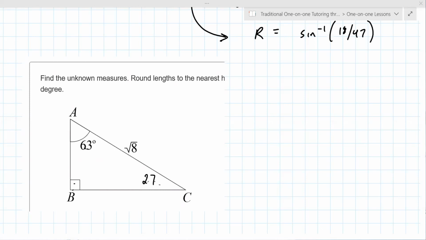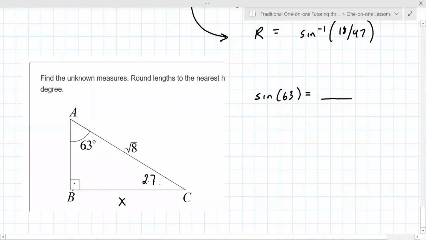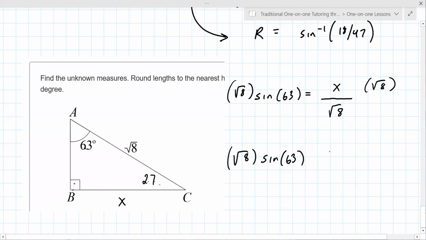We haven't had to do this yet, but let's call this X. And I want you to do the sine of 63. So what goes on the top? What goes on the bottom? So it's the opposite, so that would be X, and the hypotenuse would be the square root of 8. Very good. If we were to solve for X, we have to multiply both sides by the square root of 8. Your calculator, that thing I sent you, can do all of that in one step. You type in the square root of 8 times sine 63.